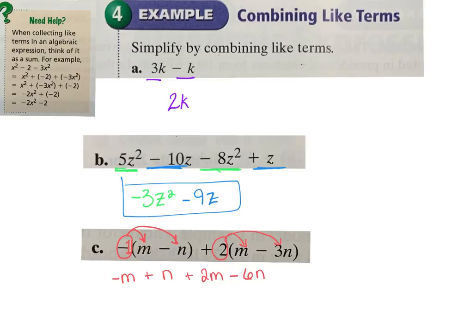And then we're just going to add our like terms, just like we did on the one above it. We have a negative 1m and a positive 2m. Negative 1 and positive 2 is 1. And then we have a 1n. I'm disagreeing with what they have here. 1n and a negative 6n. What do you have there? Negative 5n.